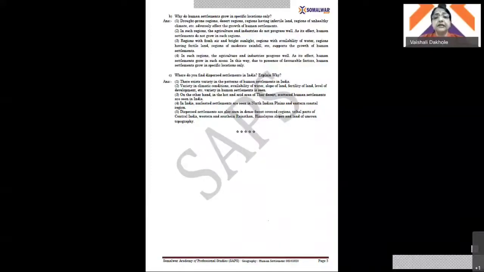Dispersed settlements are also seen in the dense forest covered regions. Which region? The region of Sahyadri, the Vindhya ranges, the Satpura ranges. The mountain ranges are covered with dense forest. So there we find sparsely populated human settlements. In the tribal regions of central India, like Gadchiroli district or Chhattisgarh, we also find sparse population. Then in Rajasthan, due to the desert soil, the Rann of Kutch because of the arid soil, and the Himalayan slopes because of the severe slope, severe climatic conditions, uneven topography and temperatures decreasing below freezing point, in such regions we find less development of human settlements.